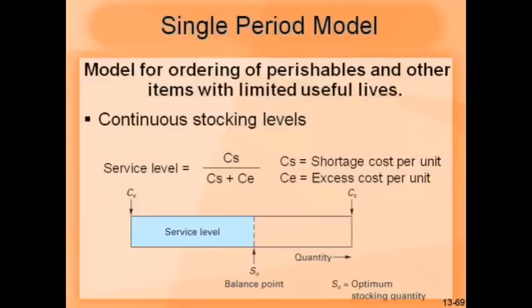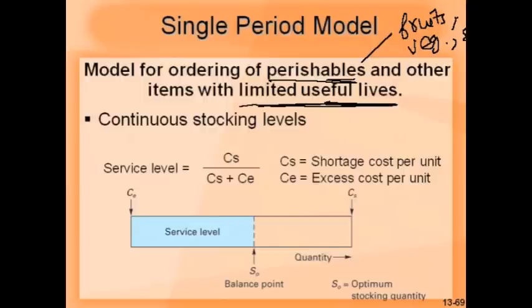Now let's come to the next slide, the single period model. This is a model for ordering of perishables and other items with limited useful lives. Perishables, for example, are fresh fruits, vegetables, or seafood like fish, and so on. Items with limited useful life, some examples are newspapers or magazines. Because newspapers become old, and nobody wants to read old news, like yesterday's news or maybe one week old news.